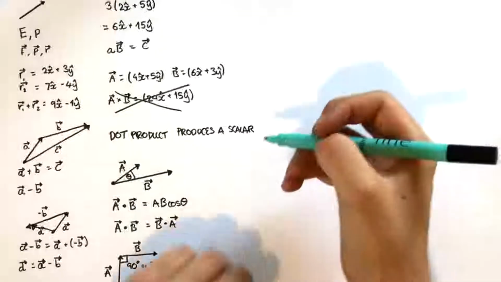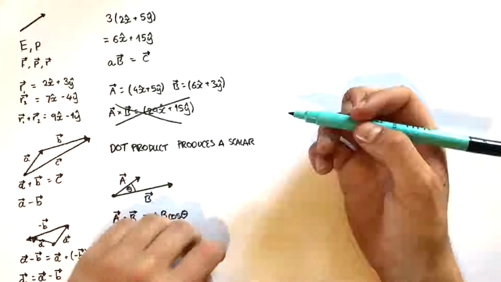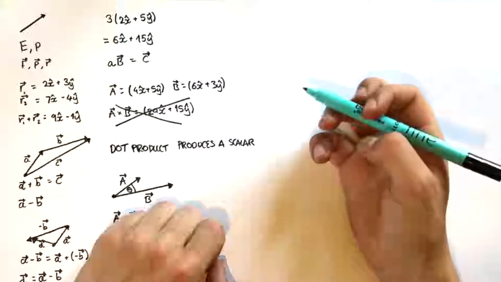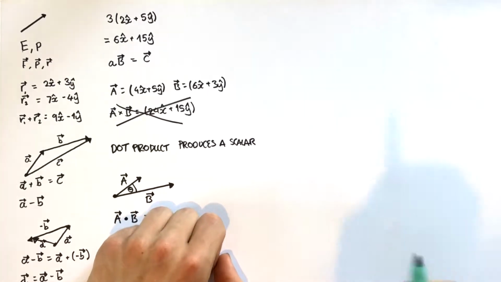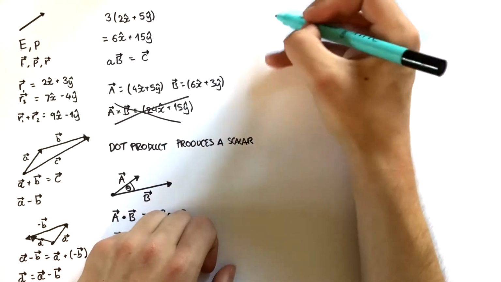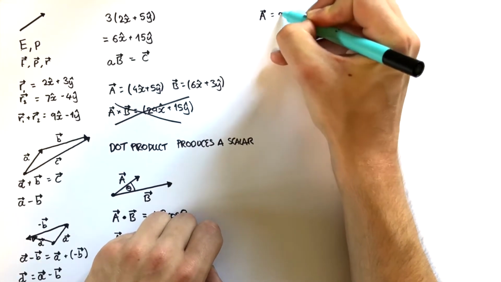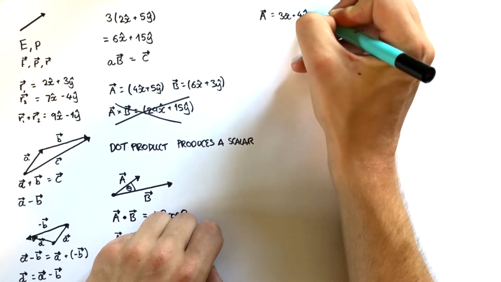So how do we actually work out the dot product if we're given two vectors, if we know what the vectors are? Well, we actually have to multiply the components and then add those products together. And I'll show you exactly how to do that with an example. So let's say we have two vectors, and the first vector A is 3x hat plus 4y hat.